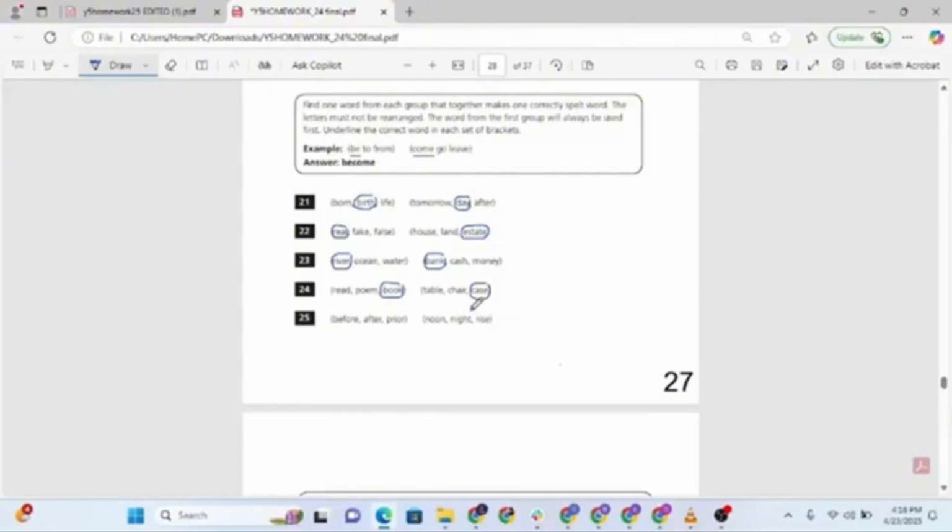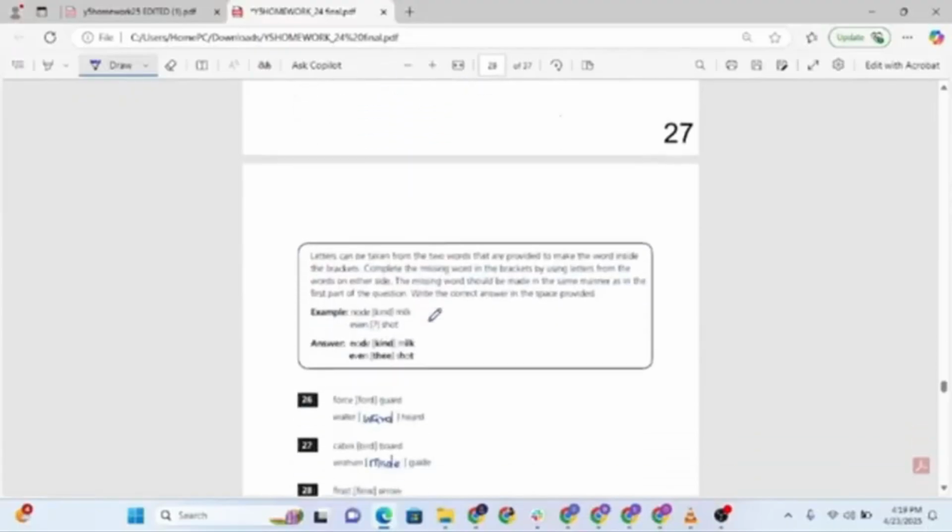Question 25. The correct answer is afternoon. This is because the word after from the first group and the word noon from the second group join together to make the correctly spelled word afternoon. Therefore, the correct answer is afternoon.